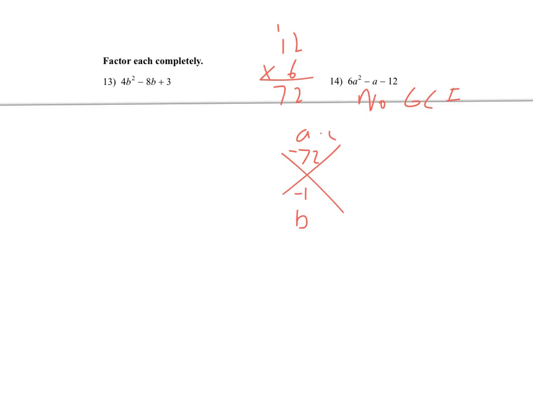And so when I think of 72, right off the bat, I kind of think of 8 and 9, so I think that that's going to work here. If I just make the 9 negative, so it adds up to a negative 1.